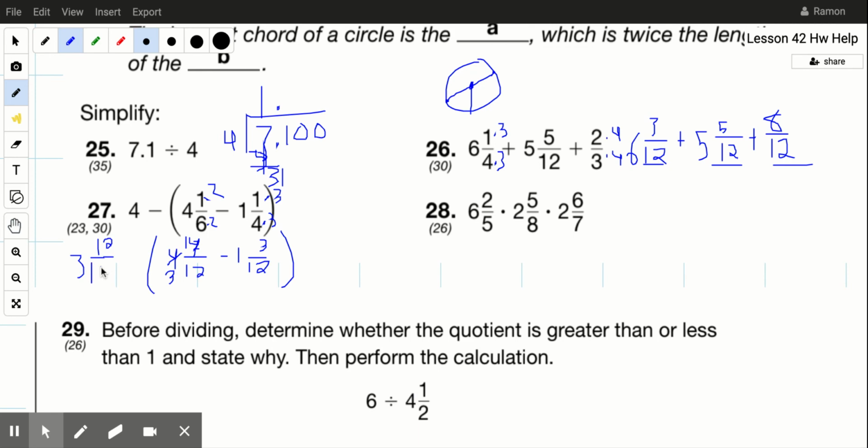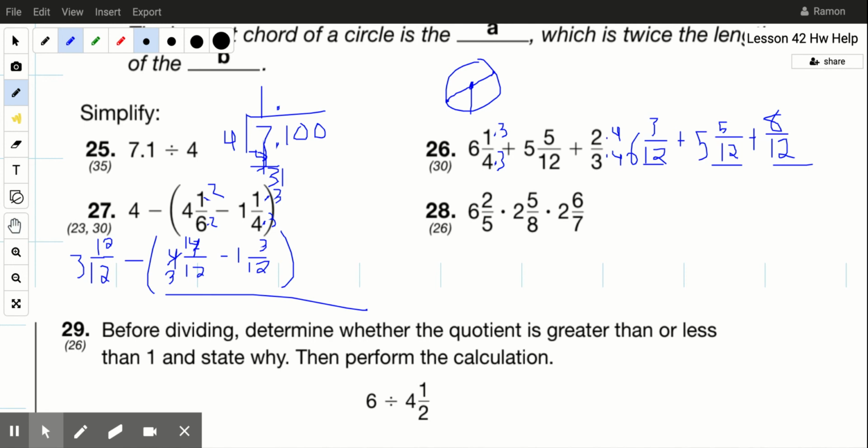So once you find your difference inside the parentheses, 3 and 14 twelfths minus 1 and 3 twelfths, once you find that difference, go ahead and subtract it from 3 and 12 twelfths, and that'll be your difference here for this expression. 28, look, please do not do 6 times 2 times 2 and then multiply fractions. This is not adding, people. We are multiplying.